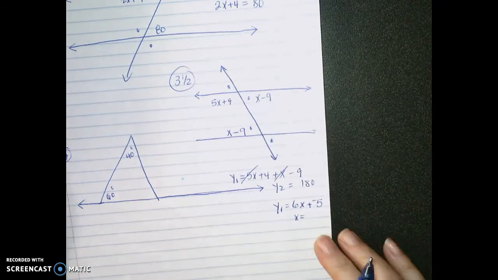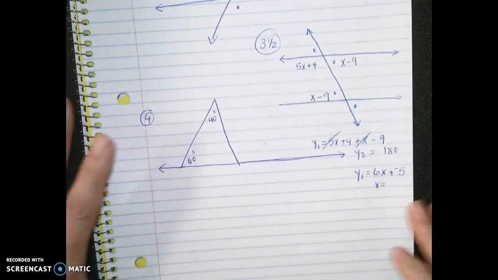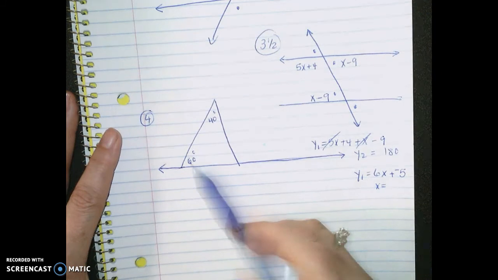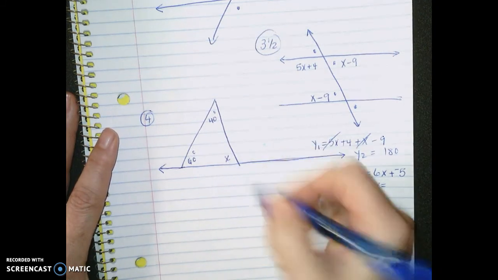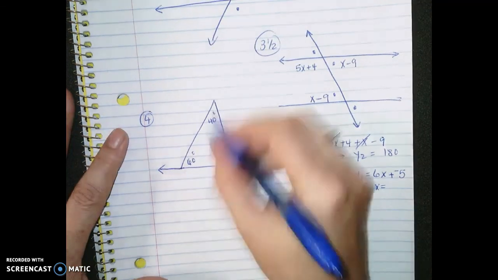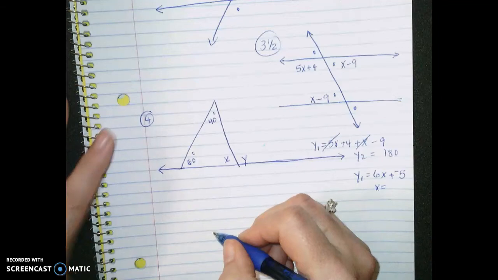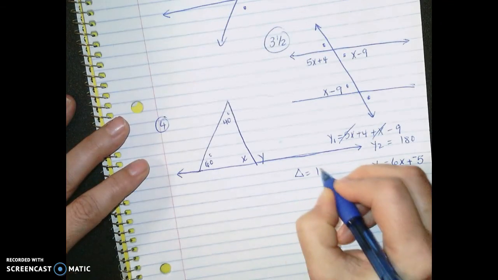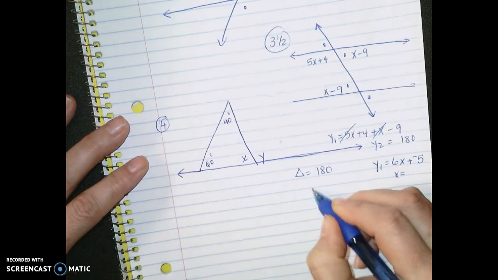Next question, last one, number 4. What if I have these two angles and I need x and I need y? How would you go about solving that? Now, what do you know about a triangle? Because this is a triangle. A triangle has how many degrees in it? 180. If you don't know why, here's a quick review.